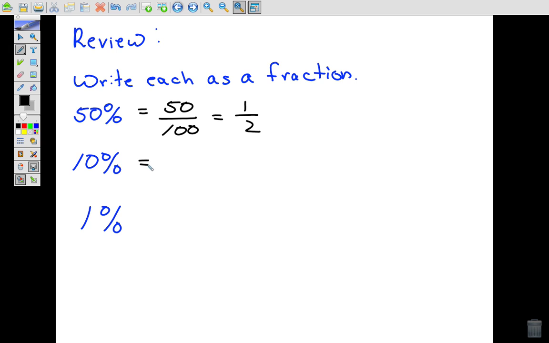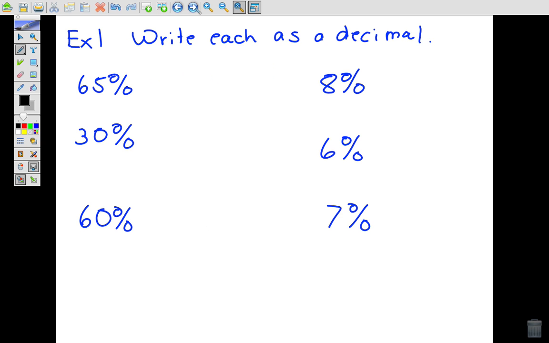10%, again, a percent means out of 100. So 10 over 100. Now I notice that both of these end in zeros, so I can divide them both by 10. And I get 1 out of 10. So 10% means the same thing as 1/10 or 1 out of 10. 1%, again, percent means out of 100. That's already reduced. So 1 over 100 is the same thing as 1%. So to change a percent to a fraction, all you do is write it over 100 and you make sure it's reduced. Now let's take a look at really what we're getting into in this section.